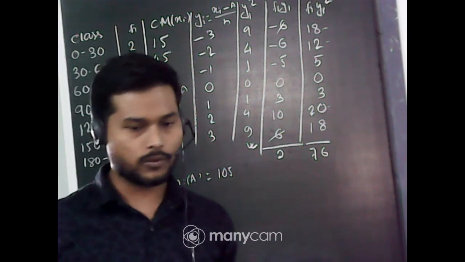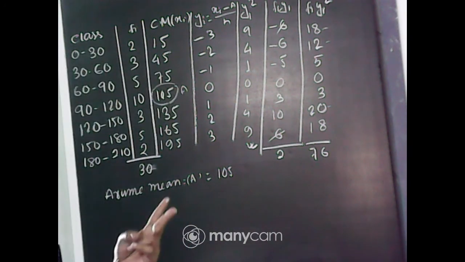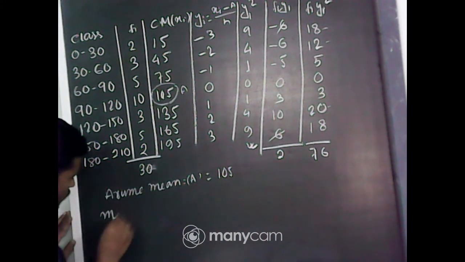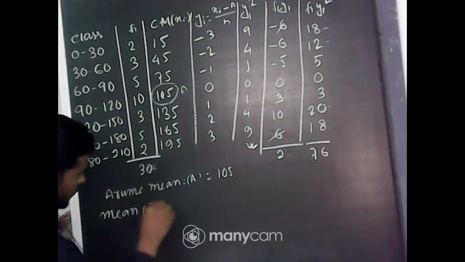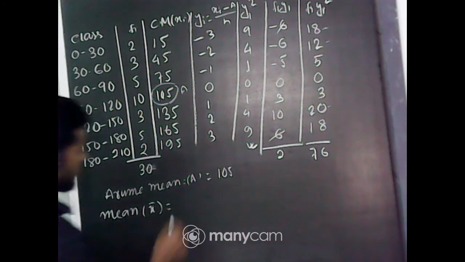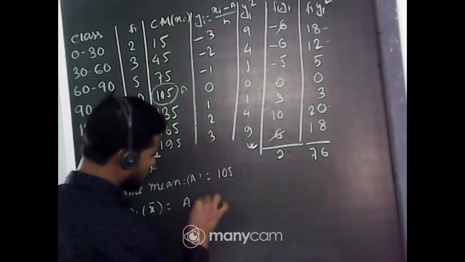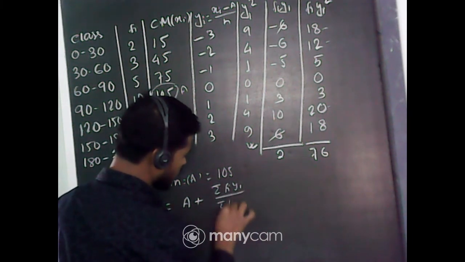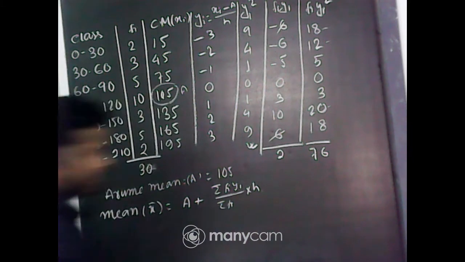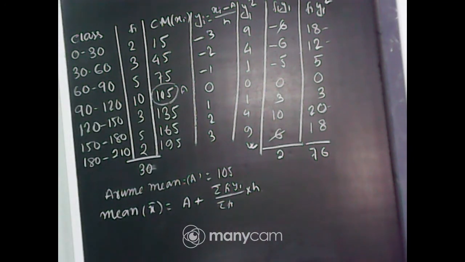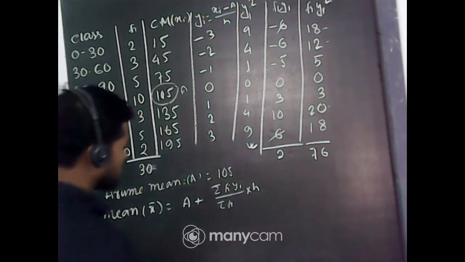First, we have to find the mean of the data, and second, we have to find the variance. So first we'll calculate the mean. Now look, we know the formula to find the mean of the data. The formula for mean is a plus summation of fi yi by summation of fi, into h. This process is called finding the mean of a data by the step deviation method. So we are applying the step deviation method here. Put the values and do the calculation.